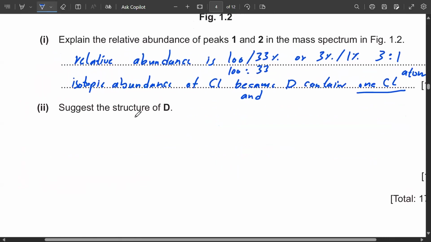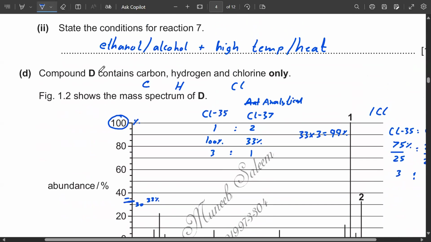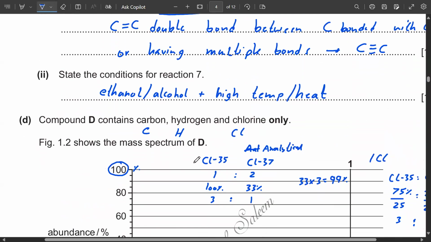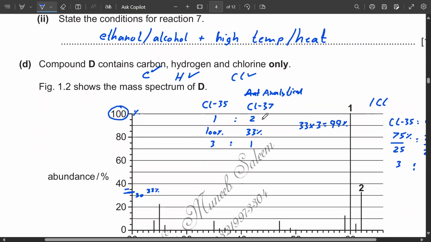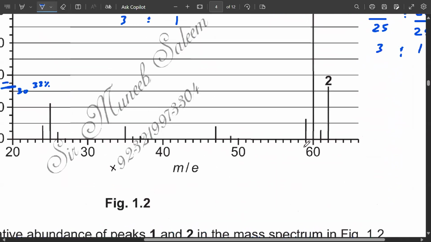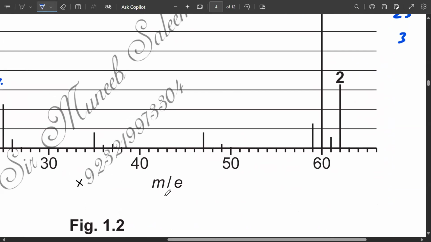Now, to suggest the structure of D. Structure of D means you have to deduce how many atoms of these three elements must be there in compound D. We had carbon, hydrogen, and chlorine. So these three are identified, but how many of them are there? For this purpose, you need to look at the largest value in the mass spectrum. The largest value on the x-axis of m/e indicates how much mass of the compound is there. So it is 62. That's the highest value.